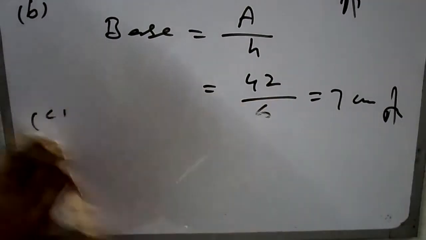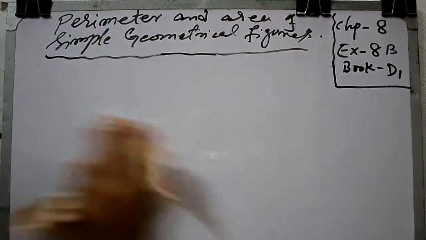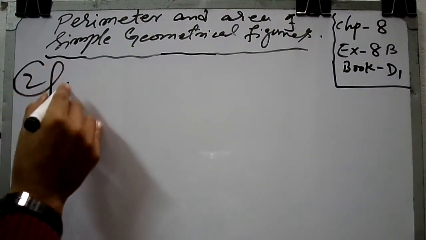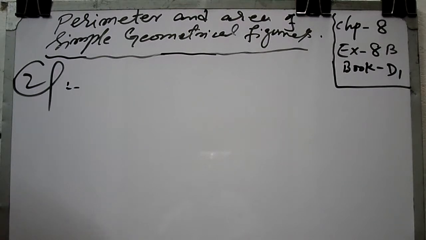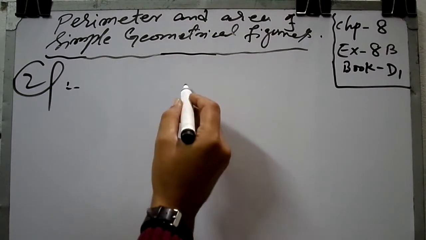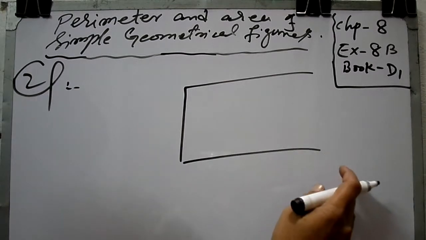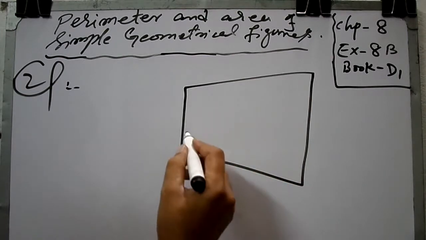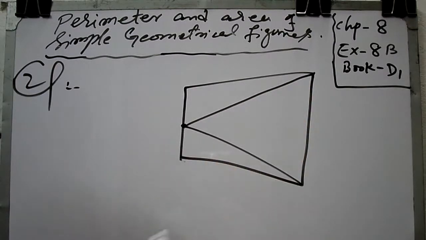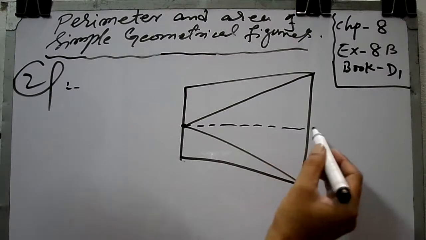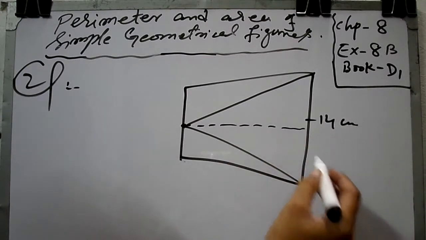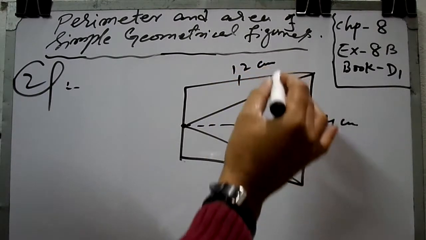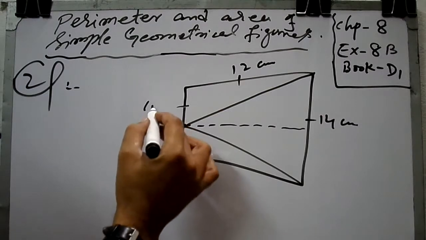Now coming to question number 2. In question number 2, find the area of the shaded part. First of all we have to draw the figure, then you can understand in a better way. Like this, you have a figure. So the shaded portion is, that is your 14 centimeter, that is your 12 centimeter, and this portion is 10 centimeter.